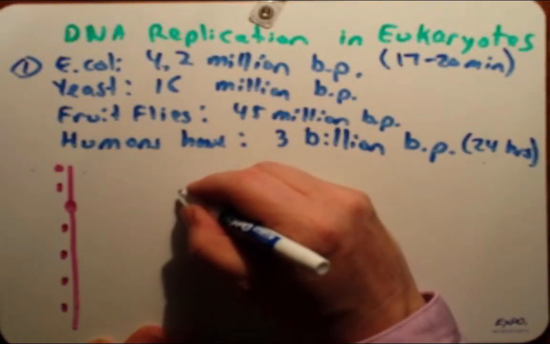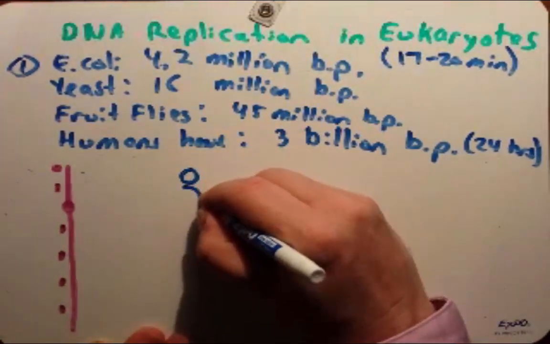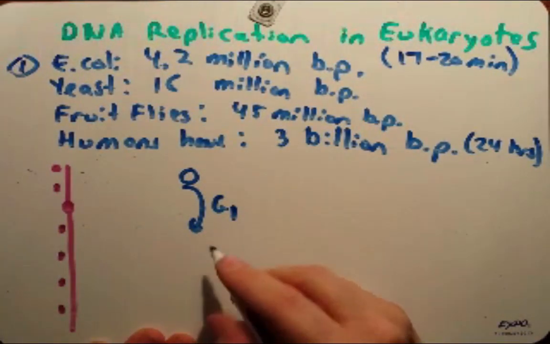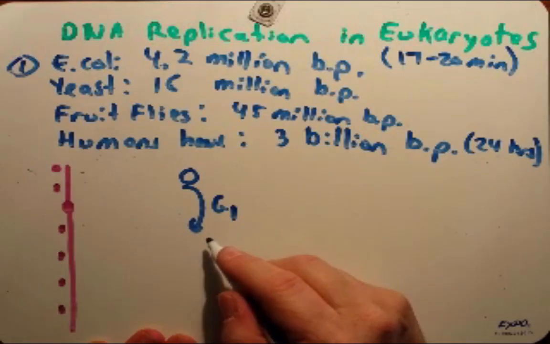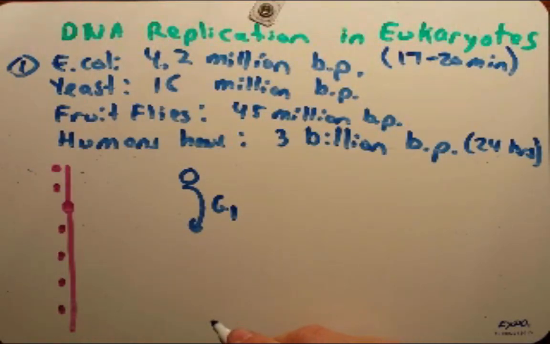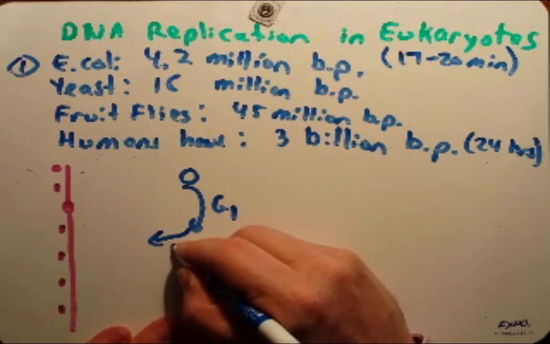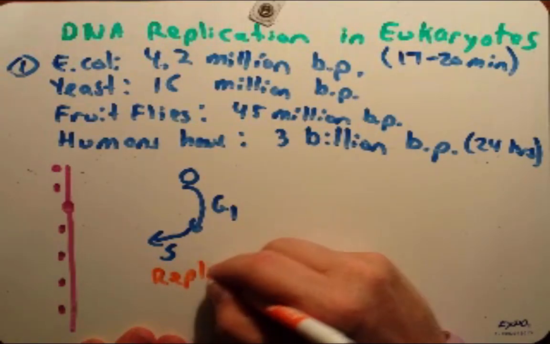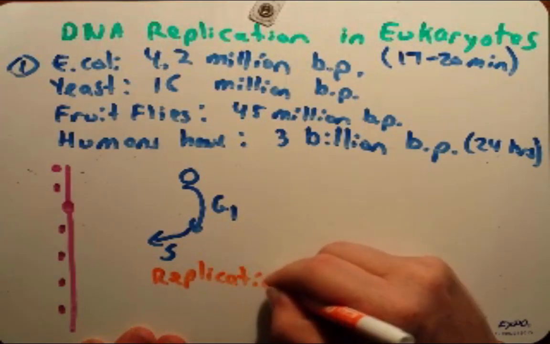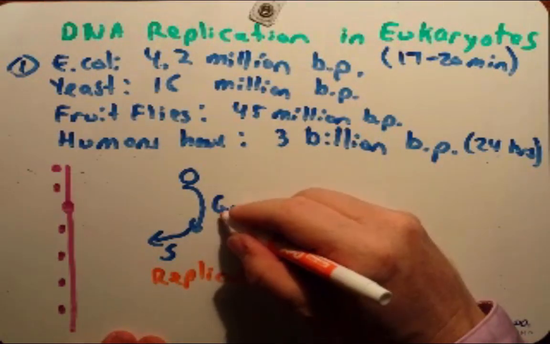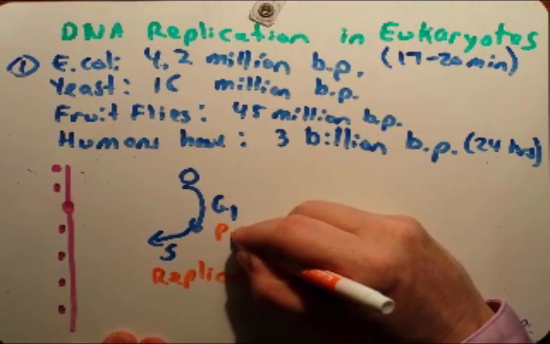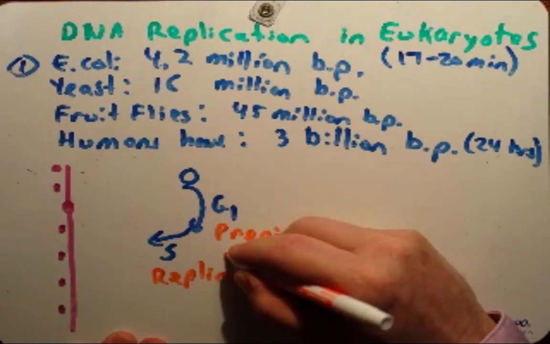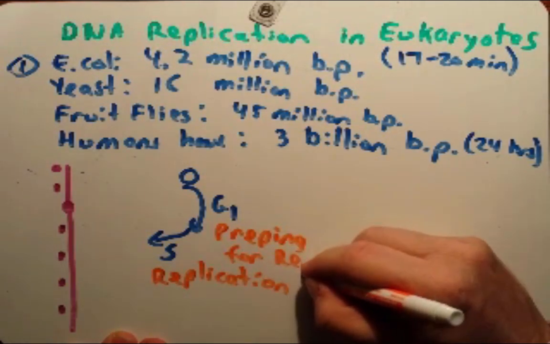But remember, the cell cycle is the process where you take a cell, it enters this cell cycle, and it goes through this phase called G1. At G1, the cells are getting ready to have their DNA copied during S phase. S phase is when DNA replication occurs. And you can think of G1 as something along the lines of prepping for replication.